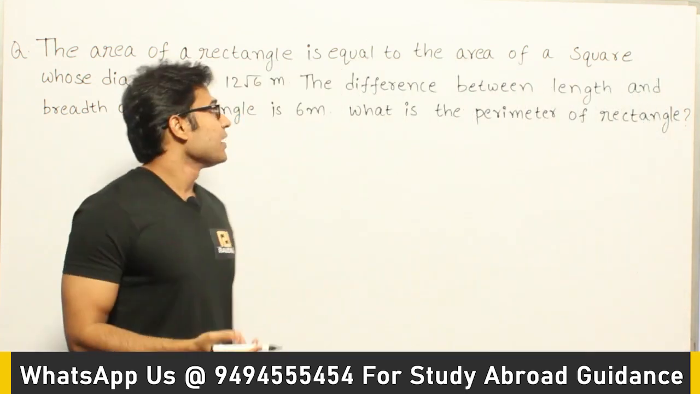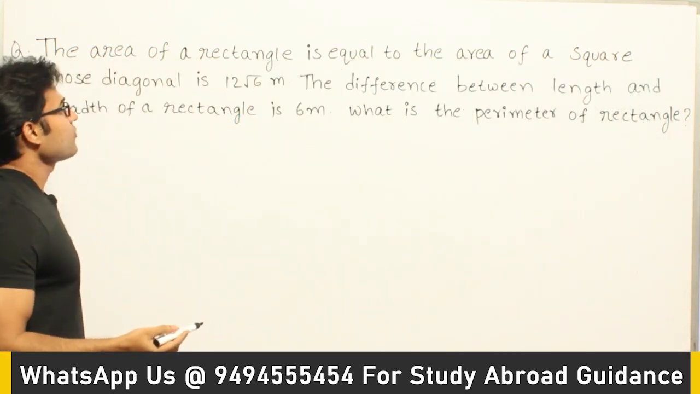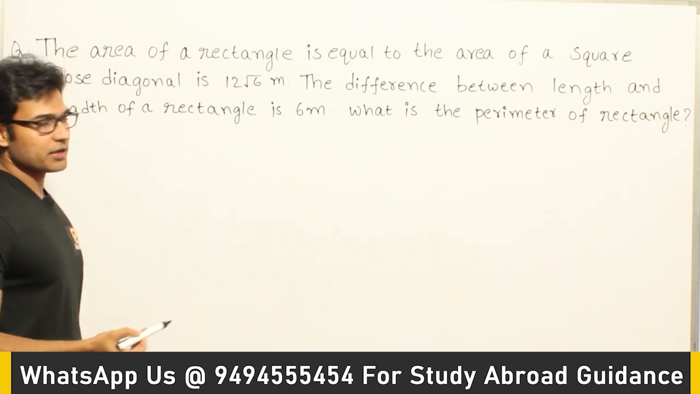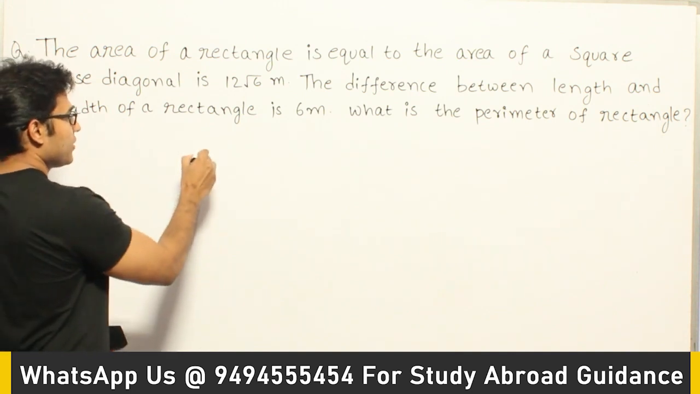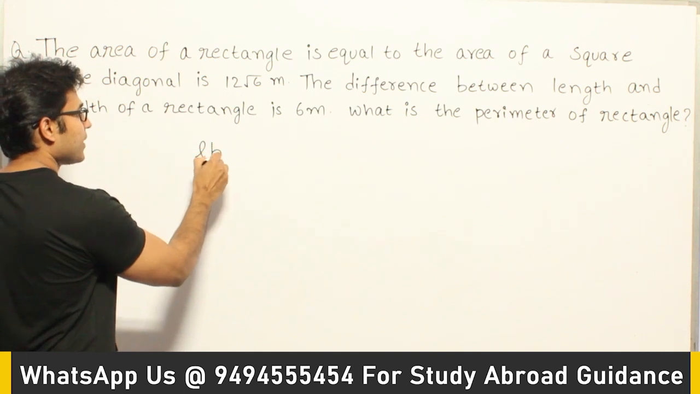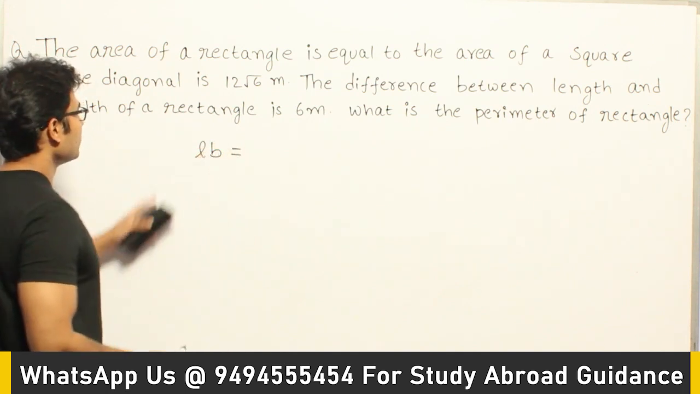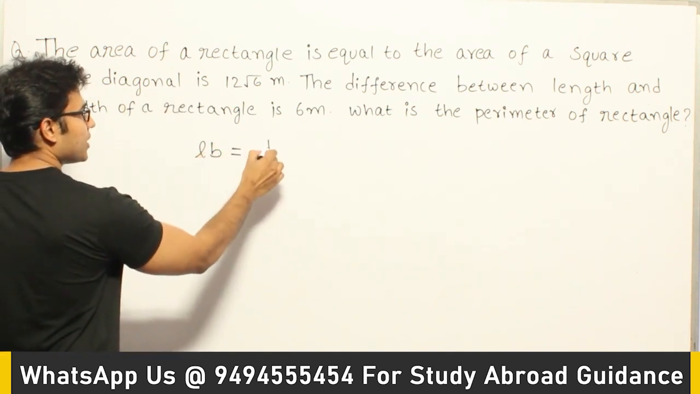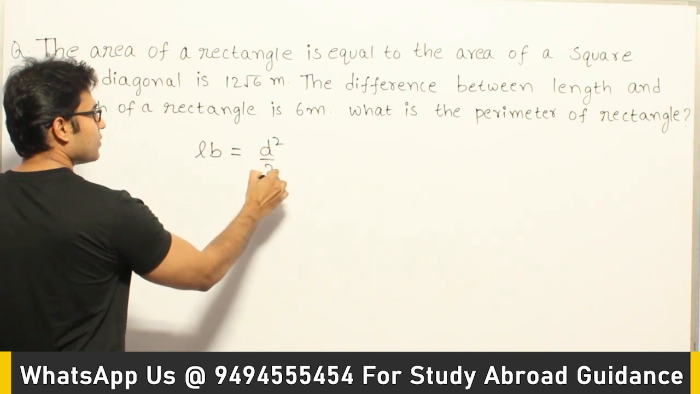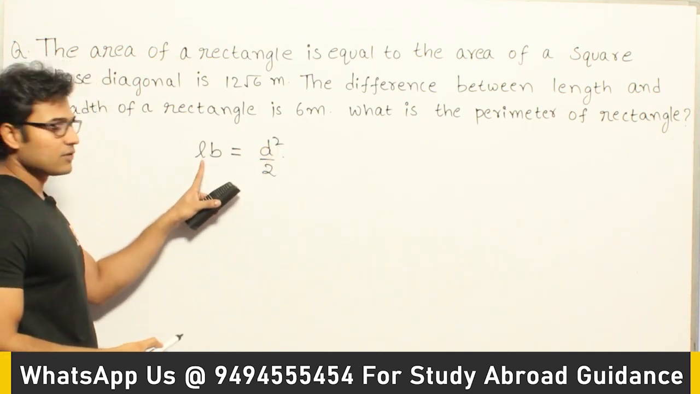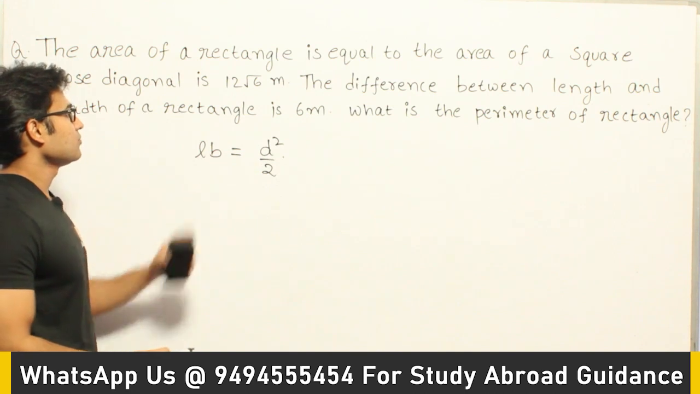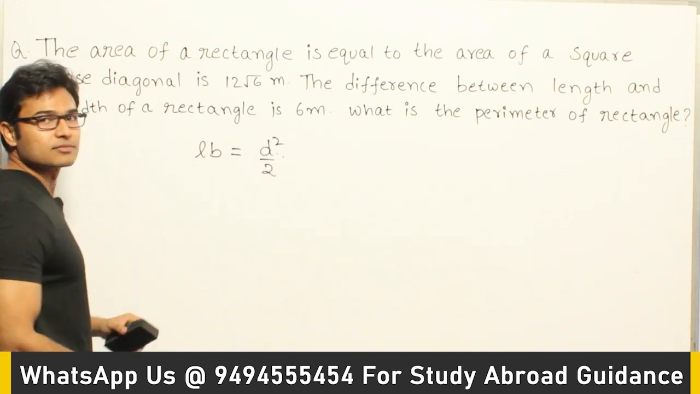So they are saying that the area of a square and the area of a rectangle are both equal. We know that the area of a rectangle is L into B, and the area of a square, if the diagonal is given, is d square by 2, right? So this is what we can understand. So L into B equals d square by 2. Now this d is given, right?